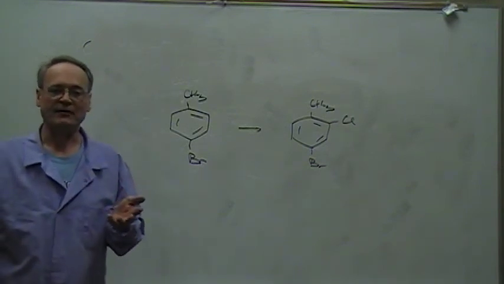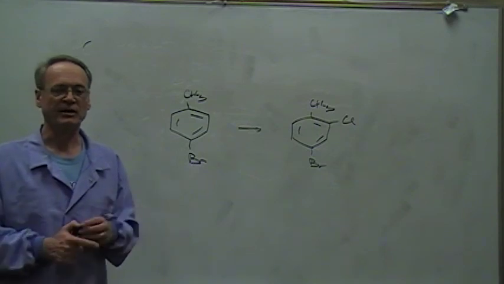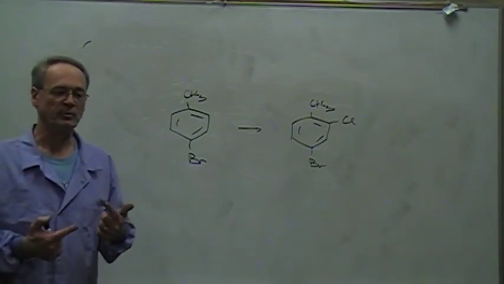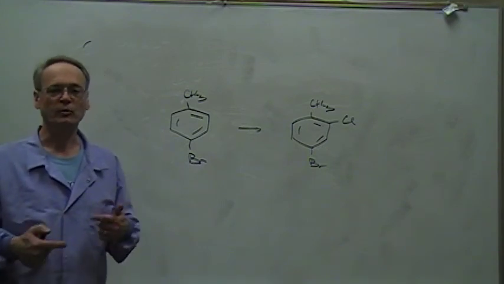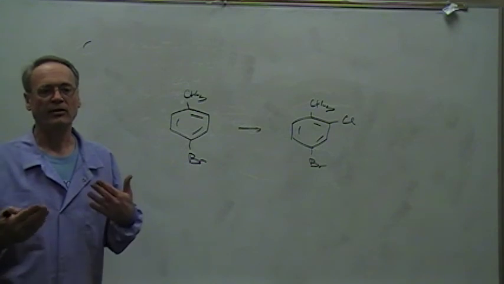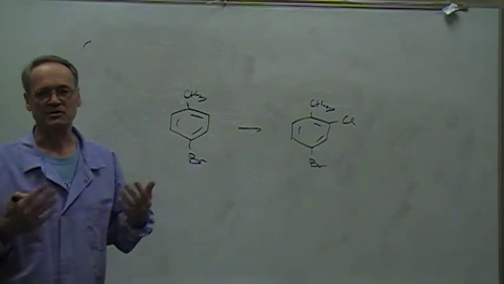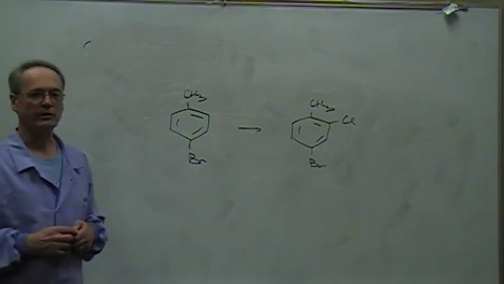So the fact is you have to look at each case separately. You have to analyze where each group is going to direct the next group to, and if there's more than one group, look at them in terms of being in competition with each other, and the one that wins will be the one that's more activating. If they're both deactivating, then you just have to consider that you may get more than one possible product in any particular case. That will end the presentation.